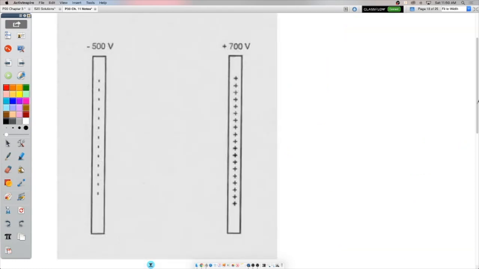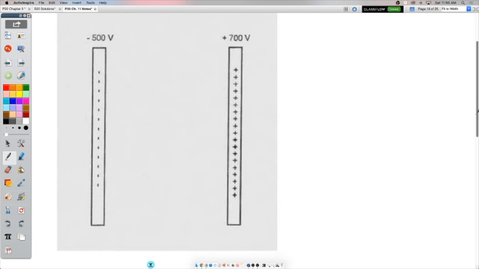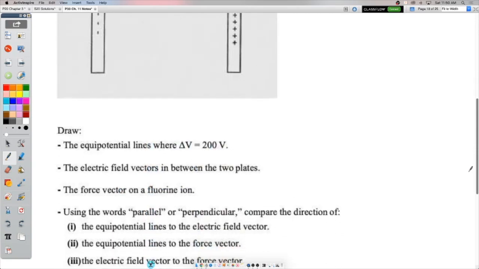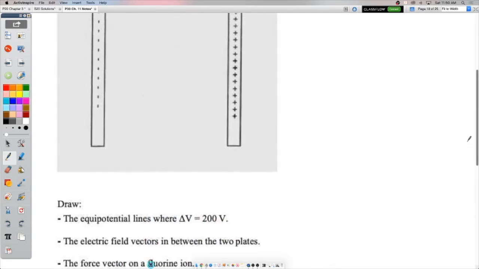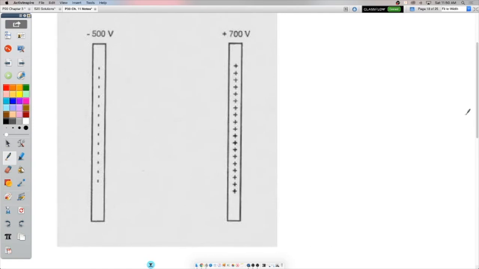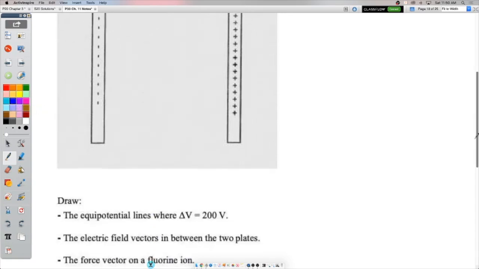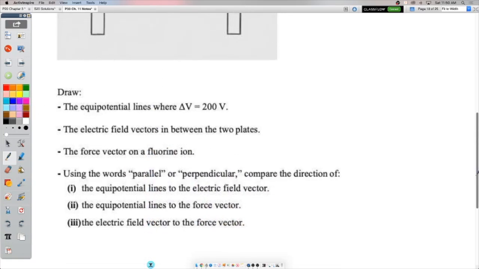Okay, so on the next page, page 18, this is kind of, again, one where I would normally say, try this on your own, okay, see how it goes. So pause the video if you want, try out these questions here. But when you're done that, you can come back and watch my solution or just skip ahead to see my answer. Let's go ahead and look at these charged parallel plates, and we're going to try and find the equipotential lines where the potential difference is 200 volts.